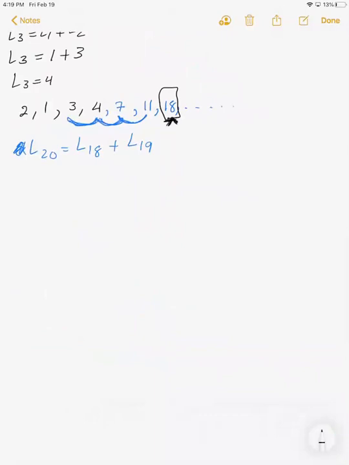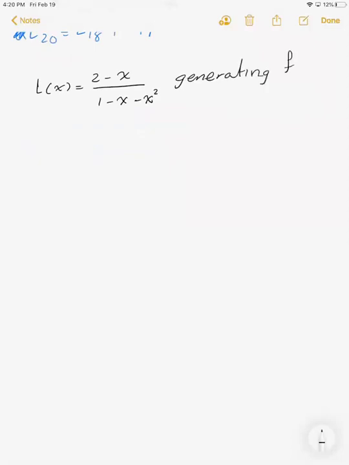But before we find the explicit formula, we have to talk about the generating function. So L(x) is equal to (2 minus x) over (1 minus x minus x to the power 2), and this is called the generating function for Lucas numbers. Now we want to prove that this is the generating function. To prove that this is a generating function, we have to use power series.